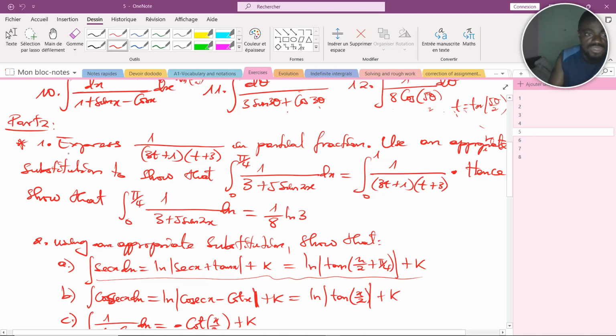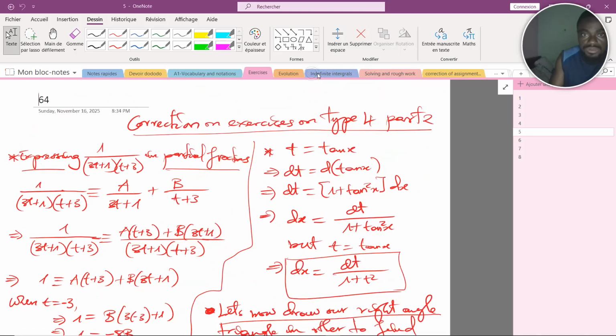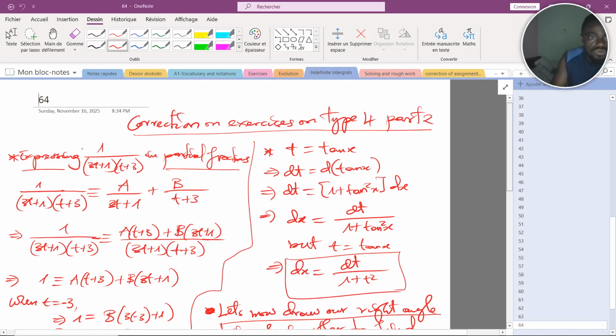So we start with the first part, which states that we express this in partial fraction. That's very simple. Let me go to the solution. So, correction of type 4 part 2. We are expressing this in partial fraction.